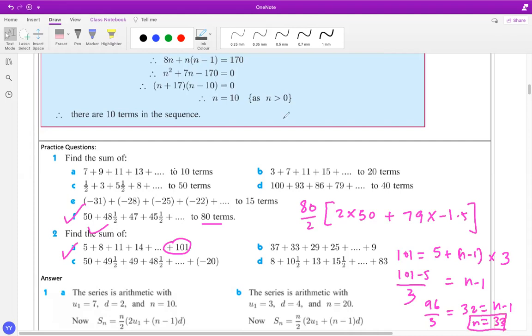So 33 upon 2, and the first term is 5 and the last term is 101. So you can just find the sum using this particular method. This is how you do this particular question.